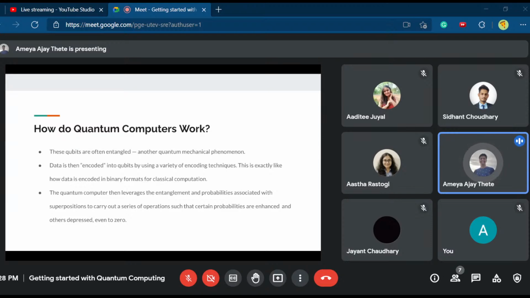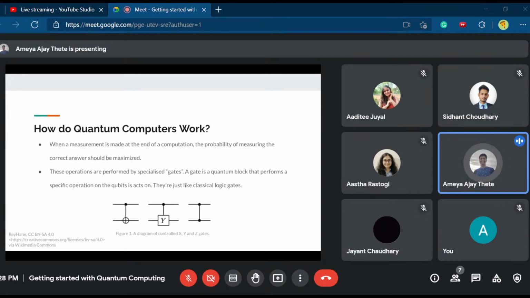The goal in that algorithm is to enhance the probability, upon measurement, of the element you want to search for. After measurement, your algorithm has to output the element it found. The task of this algorithm is to enhance the probability of getting that desired output, and minimize the probability of getting other things as an output. So basically, that is mostly how these work. As I already covered, at the end of a computation, when a measurement is made, the probability of measuring the correct answer has to be maximized.